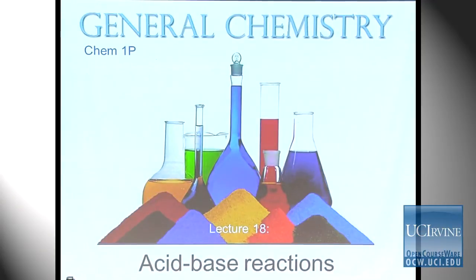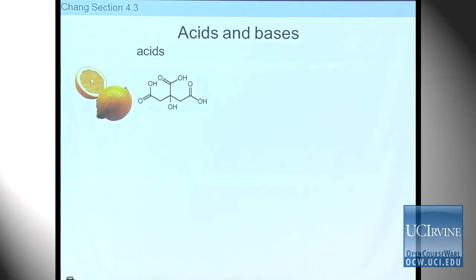This is a very important class of chemical reactions, and so that's why we have to know about them. So it deals, of course, with acids and bases. These are just chemical compounds, and they have acidic or basic properties. So let's look at a couple of examples and try to understand what are acids and what are bases.